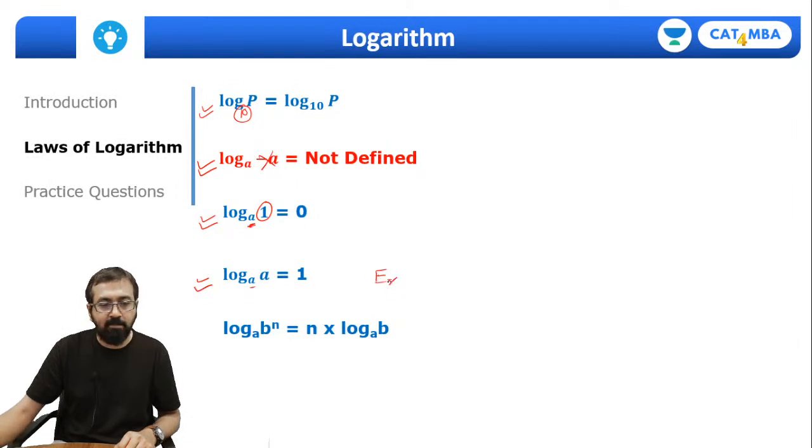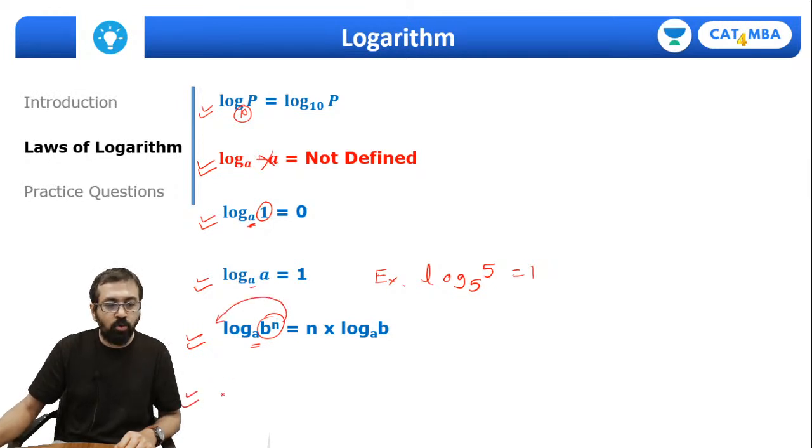So let me give you an example once again. Log of 5 with base 5, it's 1, right? And the fifth rule, log of b raised to n with base a, is equal to n into log of b with base a. So this power of the number will come in the multiplication.